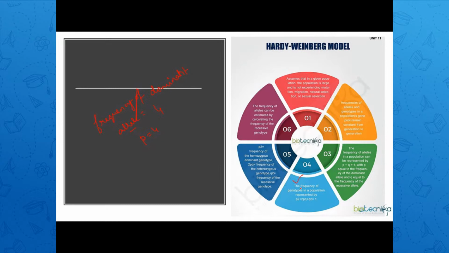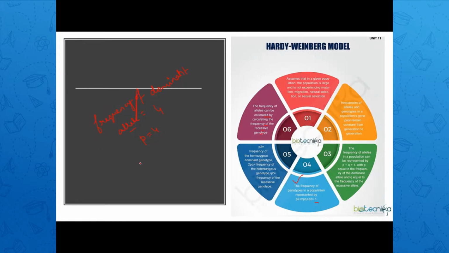So the frequency of the genotype in a population is represented by p square plus 2pq plus q square equals 1. p square is, as I've told you, the homozygous dominant. 2pq is the frequency of heterozygous. q square is the frequency of the recessive. And lastly, the frequency of the allele can be estimated by calculating the frequency of the recessive genotypes. So if I tell you, it's simple, if I tell you that the frequency of the dominant allele is 4, okay?